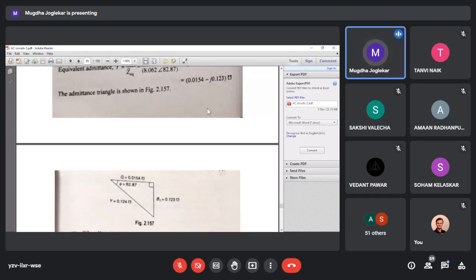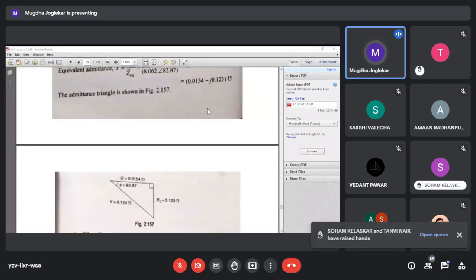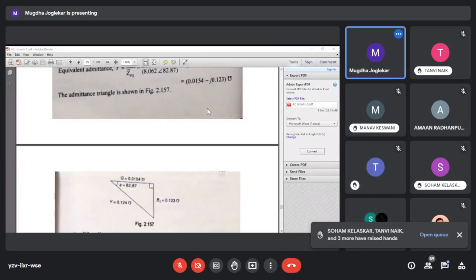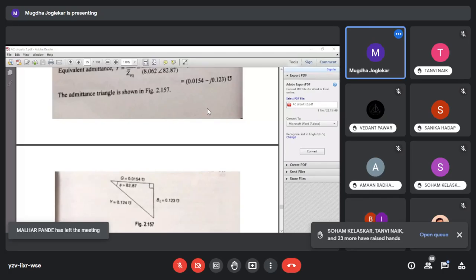Done, everybody, both the cases? How many of you completed? Please raise your hand, both the cases. Out of 58, only 17 students are raising their hand. What about others? Only 18. Half students only are raising. What about others? Yes, remove your raised hand, everybody.